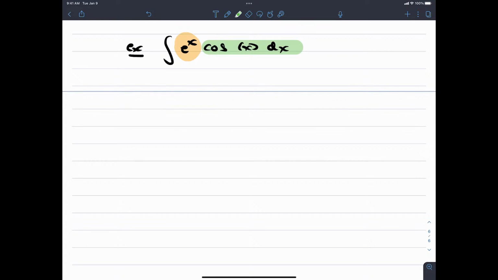Nevertheless, this is in what homework? Integration by parts. So that implies you should be able to do it by what? Integration by parts. Does that make some sense?